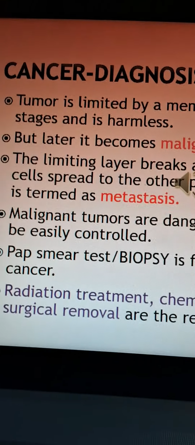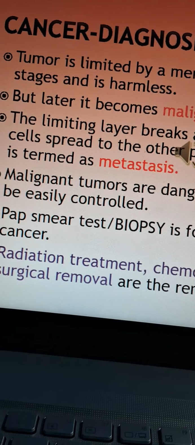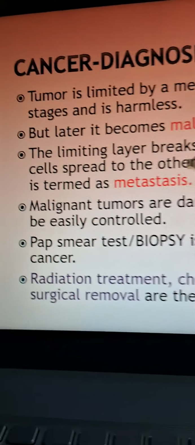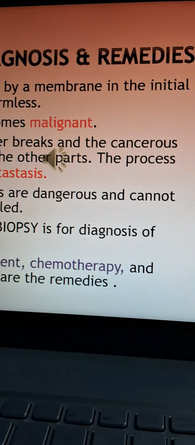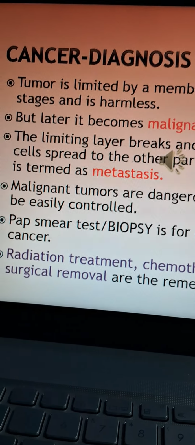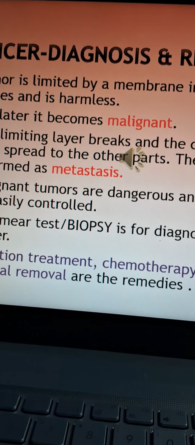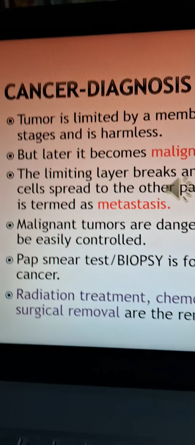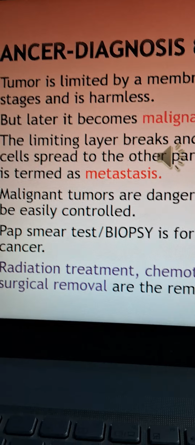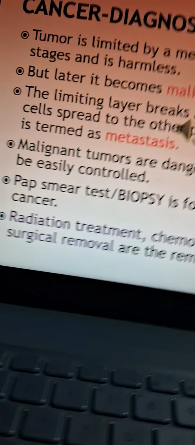Tumor is limited by a membrane in the initial stages and is harmless. At that time, it is termed as the neoplasm, but later it becomes malignant. The limiting layer breaks, and the cancerous cells may spread to the other parts. The process of spreading cancerous cells is termed as metastasis. Malignant tumors are dangerous and cannot be easily controlled. Pap smear test or biopsy is for diagnosis of cancer. Radiation treatment, chemotherapy, and surgical removal are the remedies.